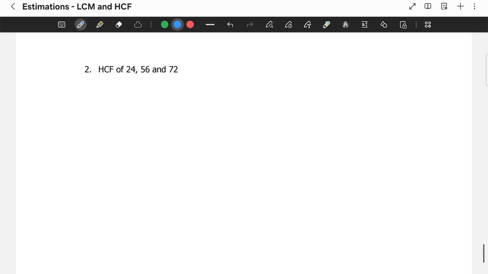And the next question says, find the highest common factor of 24, 56, and 72. Again, highest common factor, so we can use one of two methods. So method number 1 is finding the factors of each, right? So factors of 24, factors of 56, and factors of 72.